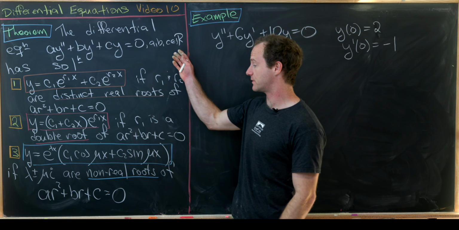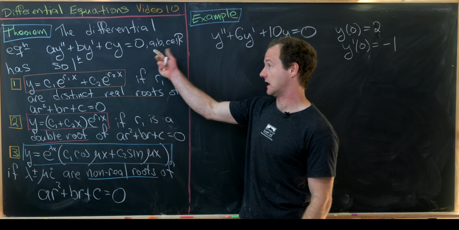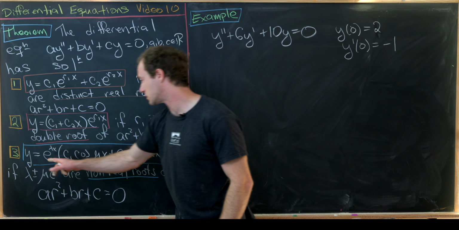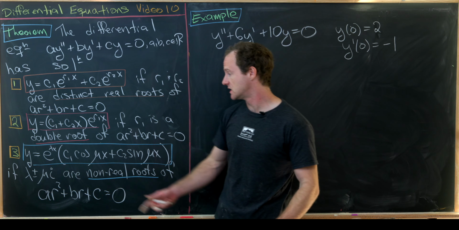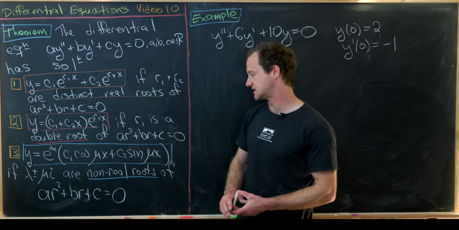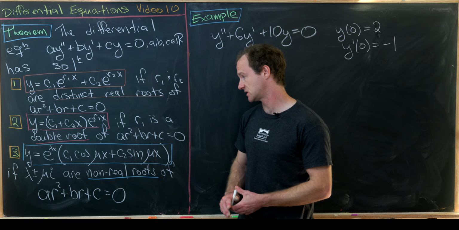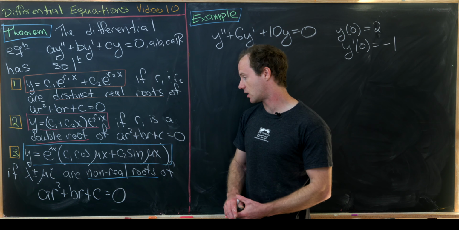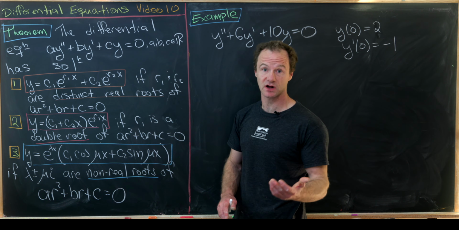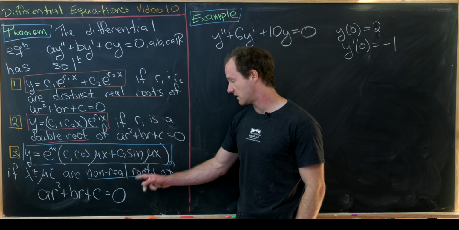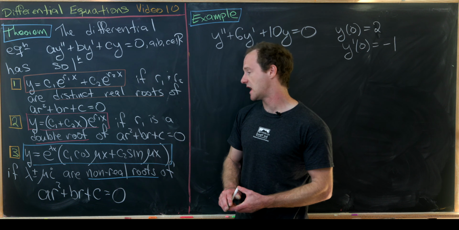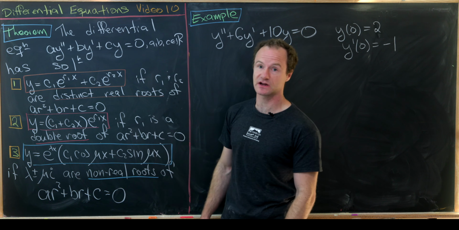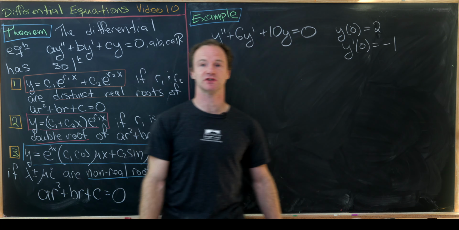So we've rounded out our big theorem, and that says that our differential equation has a general solution given by y equals e to the lambda x times the quantity c1 cosine mu x plus c2 sine mu x if lambda plus or minus mu times i are non-real roots, so they're complex conjugate non-real roots of our associated polynomial equation ar squared plus br plus c equals 0. So these three things together give us the power to solve any such differential equation.